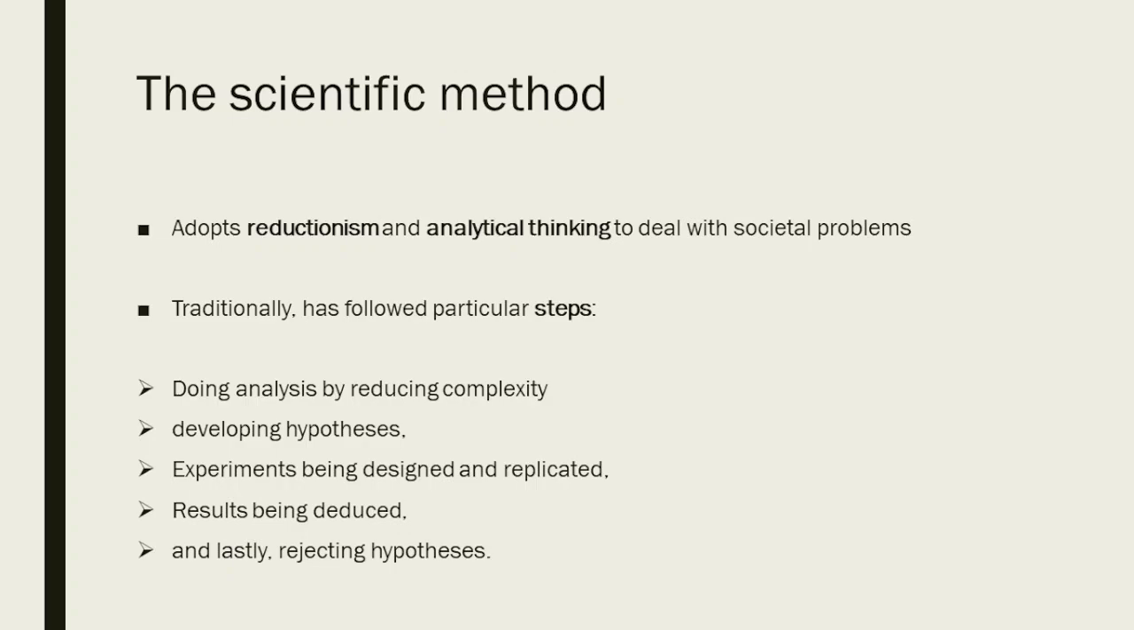So the scientific method has traditionally adopted what they call a reductionist attitude and analytical thinking to solve and handle complex societal problems. We'll get to reductionism in a second. This scientific method tends to follow specific major steps. Junior Costa and colleagues talked about these steps, and these tend to involve doing analysis by reducing complexity, developing hypotheses, experiments being designed and replicated, results being deduced, and also, lastly, rejecting hypotheses.